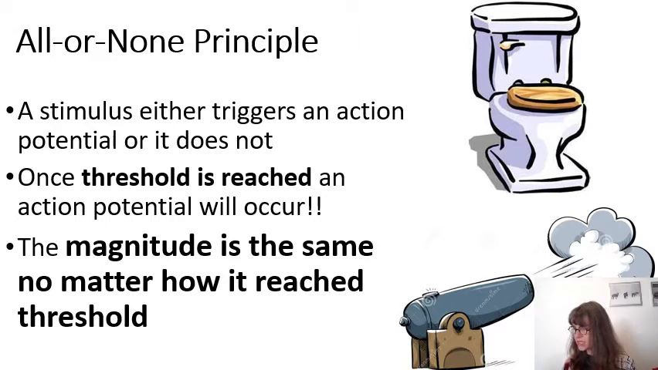It's kind of like flushing a toilet. Once a toilet is flushed, it can't get the water back. It's also the same thing as a cannon firing. Once that cannon fires, there's no way to get the cannonball back as it's traveling through the air. The magnitude, which is basically the amplitude of an action potential, is always going to be the same.